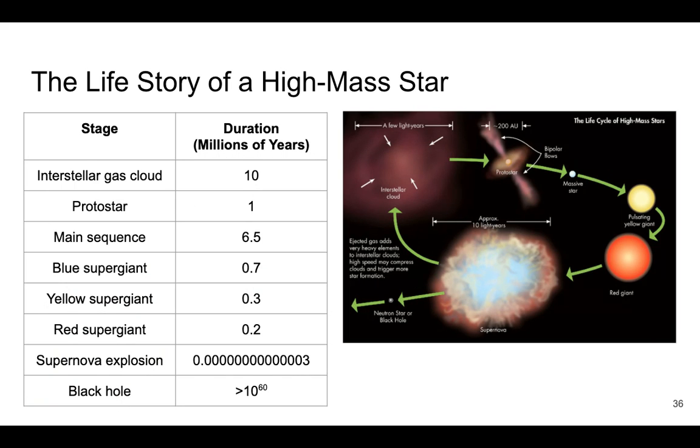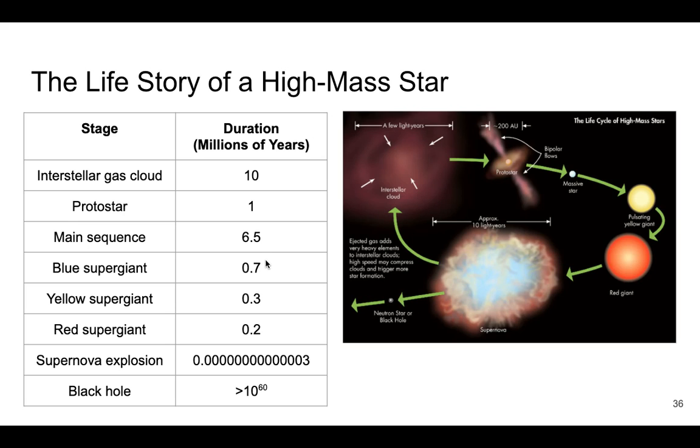So here again are all the stages for the high mass stars. And I love the way this works. In millions of years this time, it's a gas cloud for about 10 million years. It's a protostar for about 1 million years. This particular star must have been fairly massive because it was only on the main sequence for about 6.5 million years. Remember, the sun is going to be on the main sequence for about 10,000 million years, and this star only 6.5. And then it goes through its different stages.